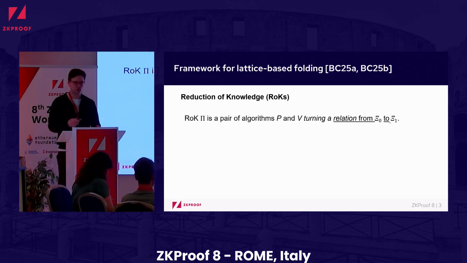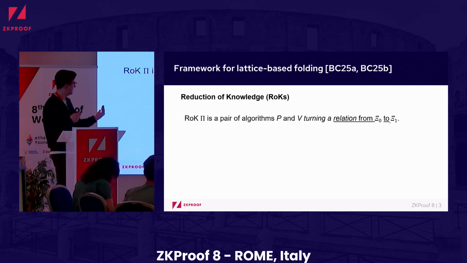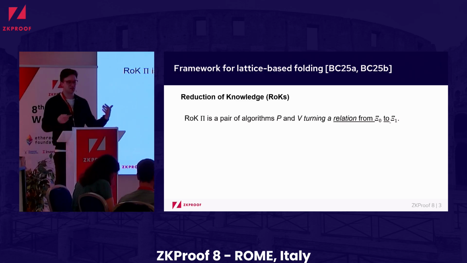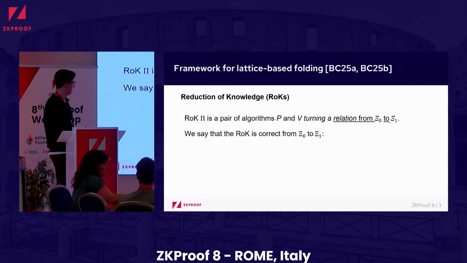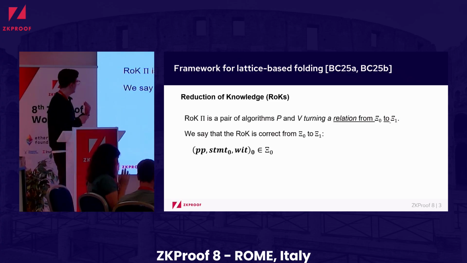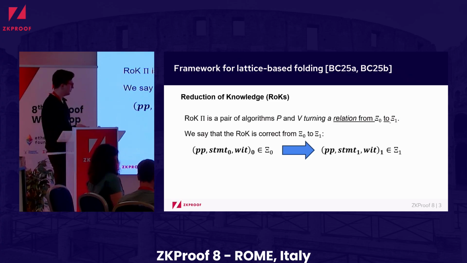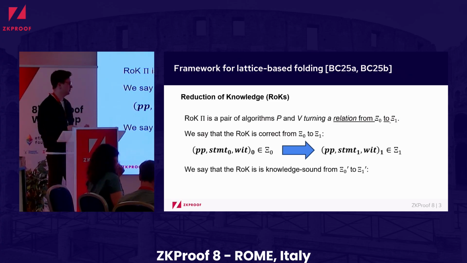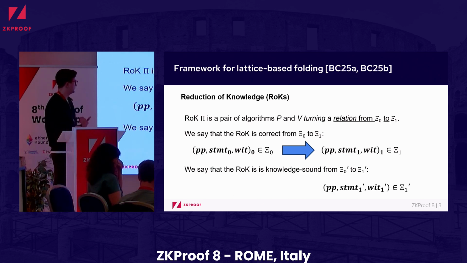So a reduction of knowledge is a pair of algorithms between prover and verifier that reduces the relation Ξ0 to some new relation Ξ1, which is potentially different. We view the folding scheme as a composition of reductions of knowledge. We define the regular properties like correctness, and we also talk about extractability, or knowledge soundness, of this reduction of knowledge.